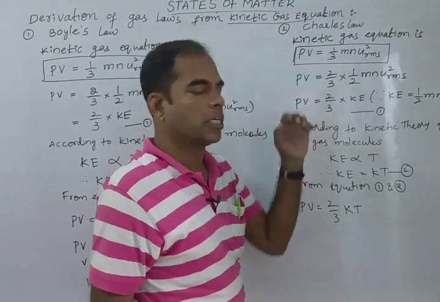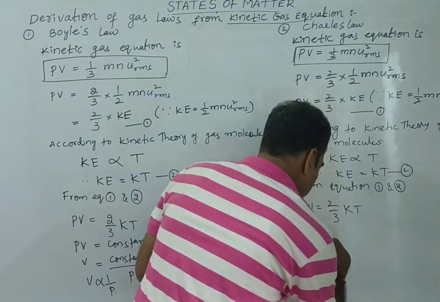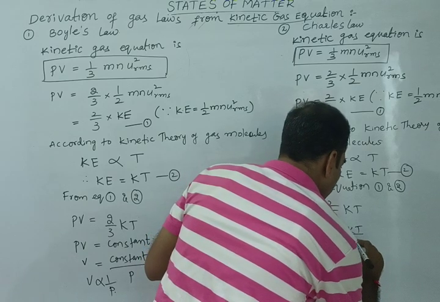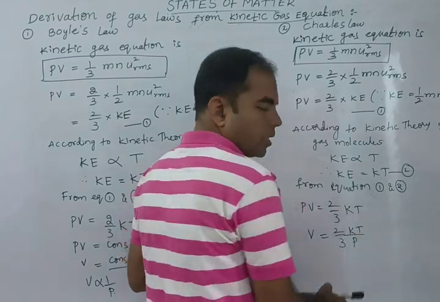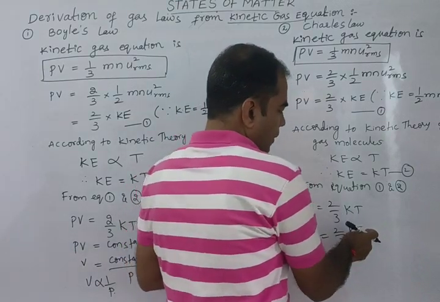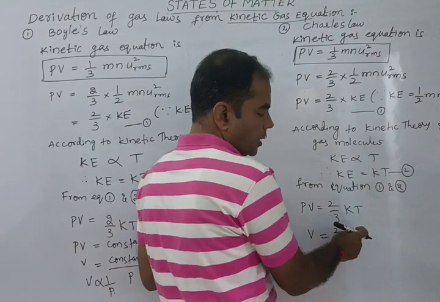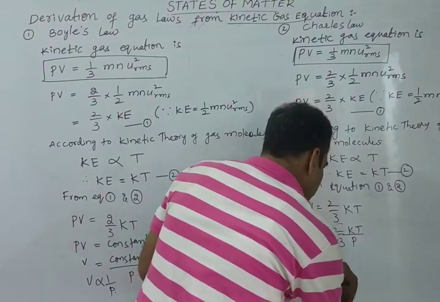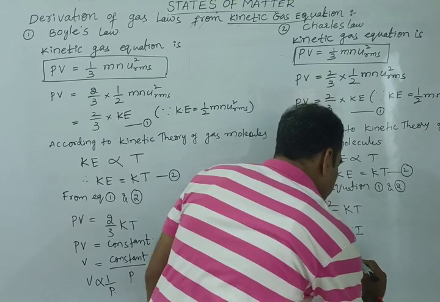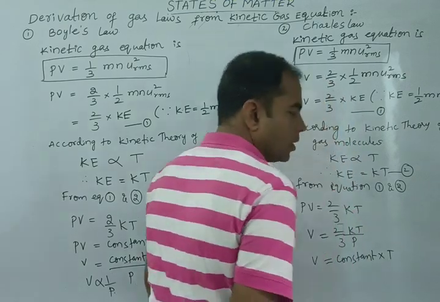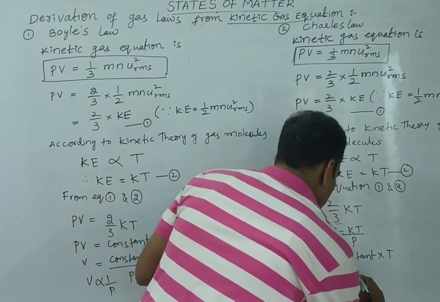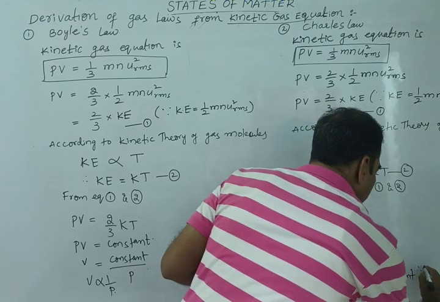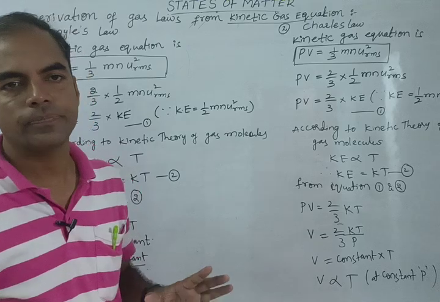What is Charles law? At constant pressure. That means we can represent it as V equals 2 by 3 KT by P. Here P is a constant term, 2 by 3 is also constant, and K is also constant. So these are constant. Then we can represent the constant into T. Removing the constant, V is proportional to T at constant pressure. So this is Charles law.